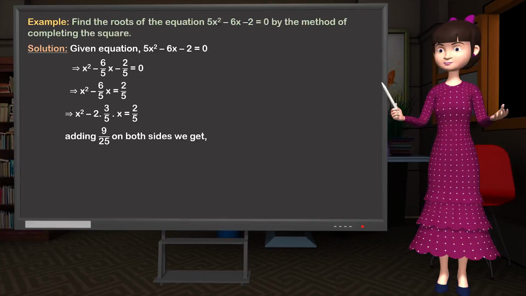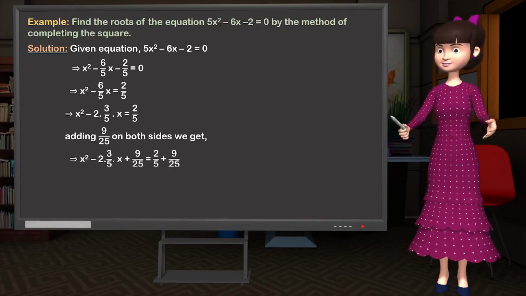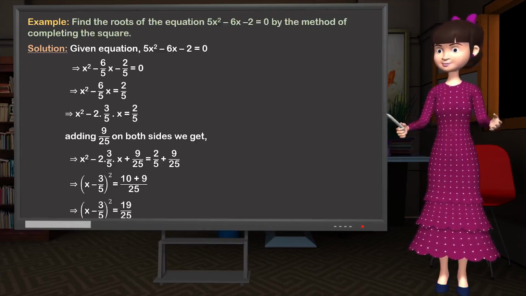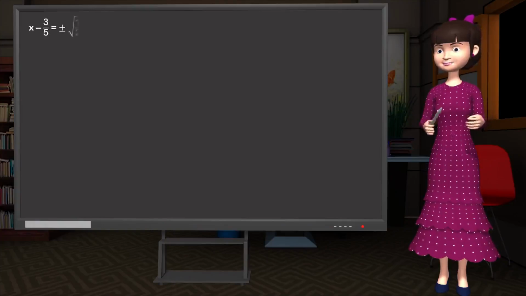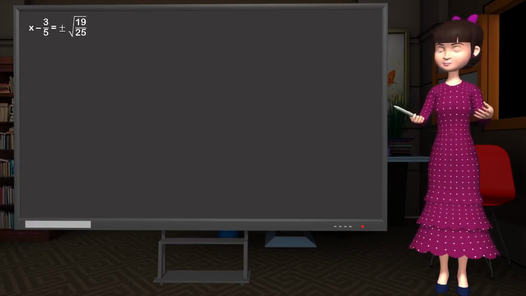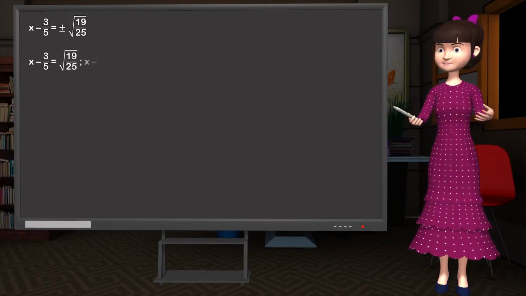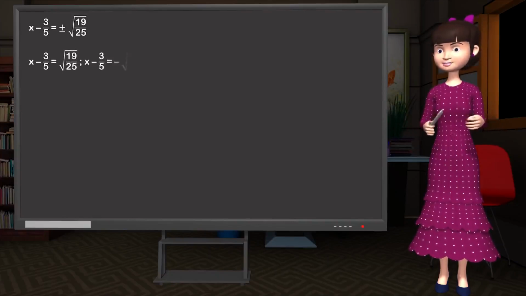Adding 9/25 on both sides, we get x² − 2·(3/5)x + 9/25 = 2/5 + 9/25, which implies (x − 3/5)² = 10/25 + 9/25, which implies (x − 3/5)² = 19/25, which implies x − 3/5 = ±√(19/25), which implies x − 3/5 = √(19/25), or x − 3/5 = −√(19/25).